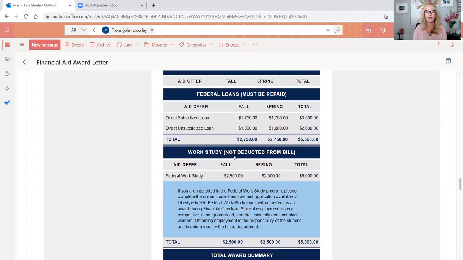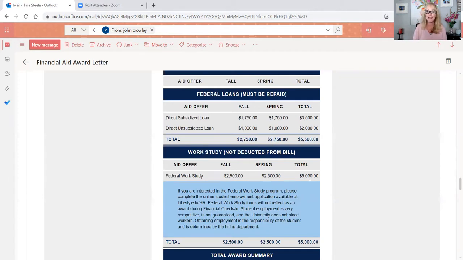And what you'll notice on this financial aid offer is in parentheses, it says not deducted from bill. The reason they say this is because this particular student is getting an award of $2,500 each semester, which is $5,000 for the whole year. But you can't plan on this money going directly towards their tuition unless they plan on getting a work study job, earning that amount of money each semester, and putting that money towards their tuition at the school. So with federal work study, when students get this award, it simply means that they can get a work study job on campus and they can earn no more than the $2,500 for each semester.